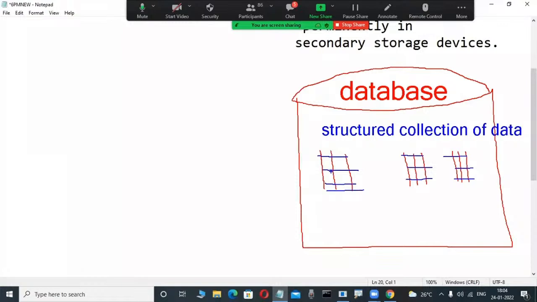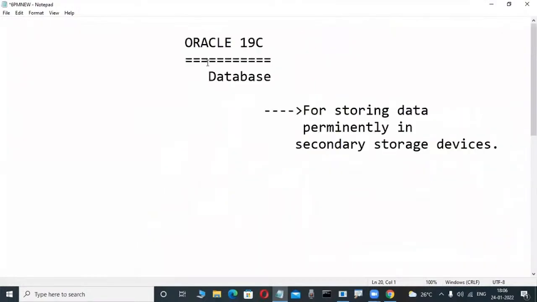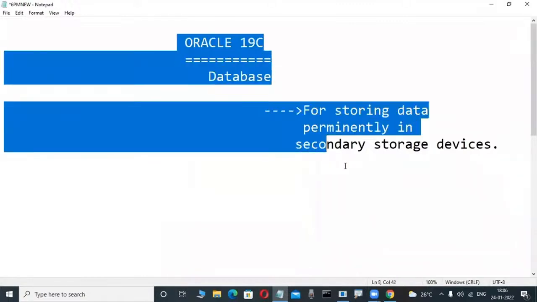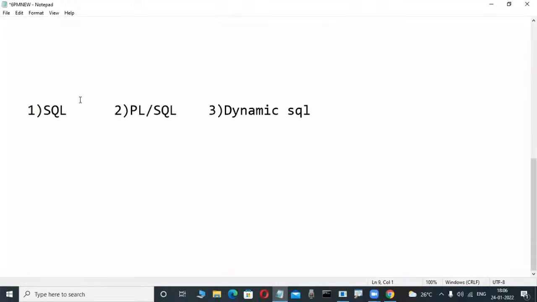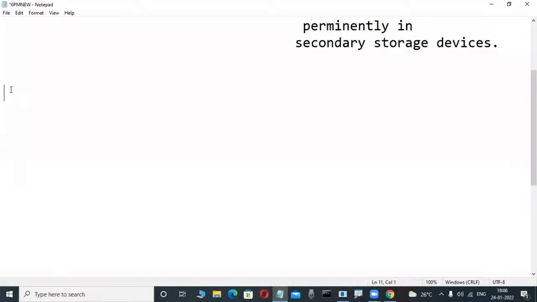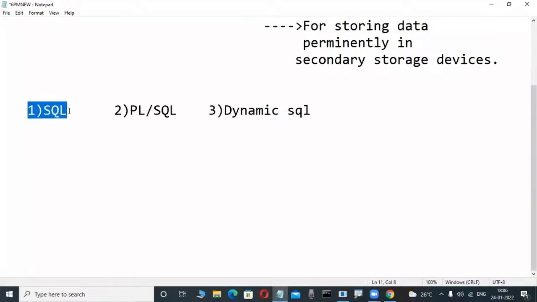Once a structured collection of data is there, for operating this data, which language? Very good, SQL, structured query language. That's why these databases are implemented based on the relational data model. What is that? Today I will tell you. Oracle, SQL Server, DB2, Sybase, MySQL, all these databases are implemented based on the relational data model. For operating these products we use SQL. But for the Oracle database product, we use 3 languages: one is SQL, another is PL/SQL, another is dynamic SQL. Up to this, we learned in previous classes.